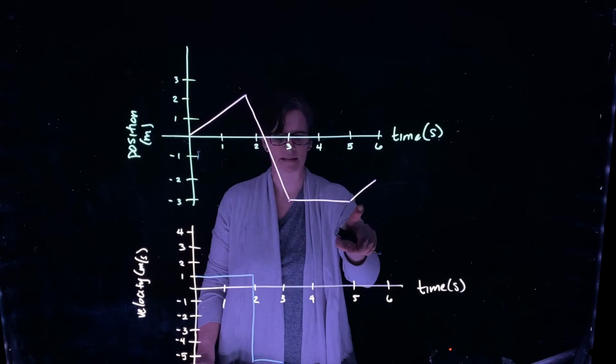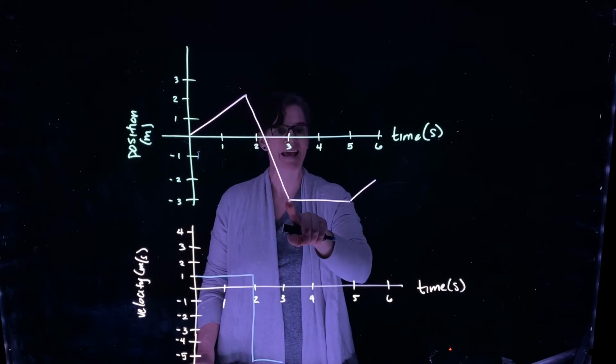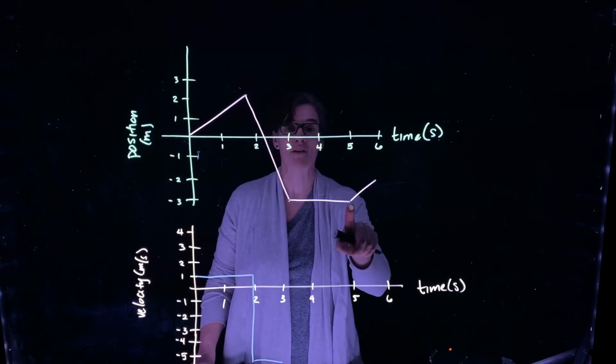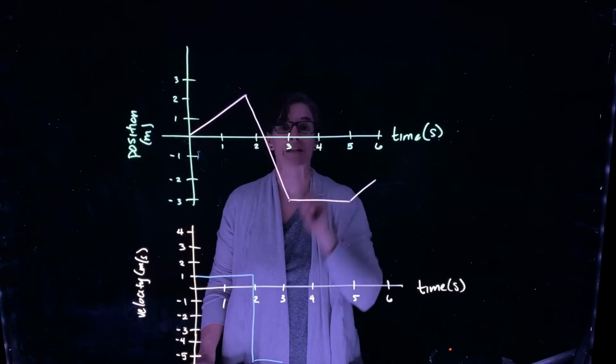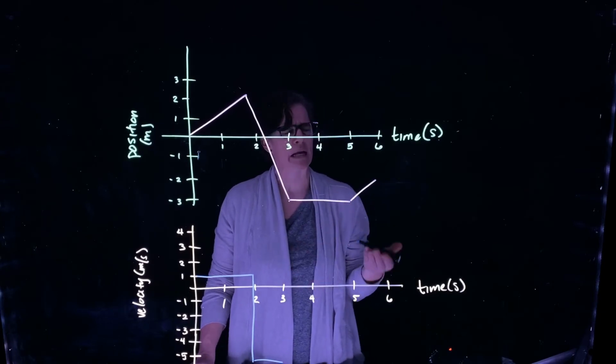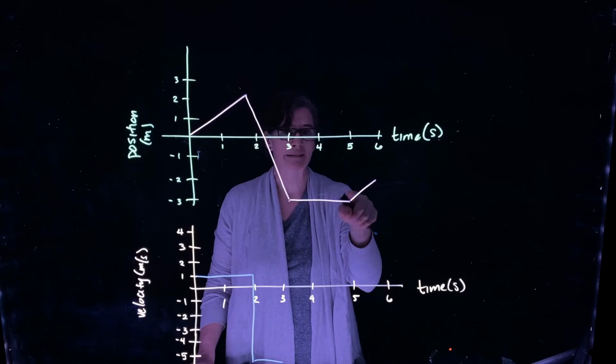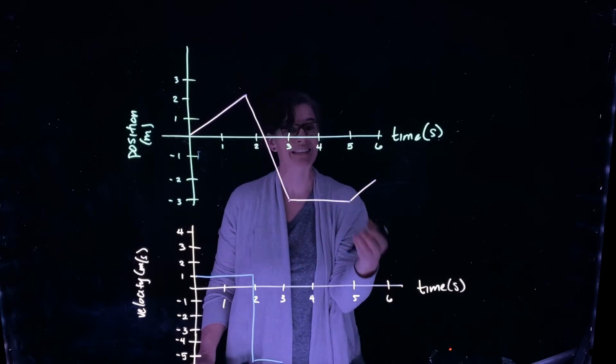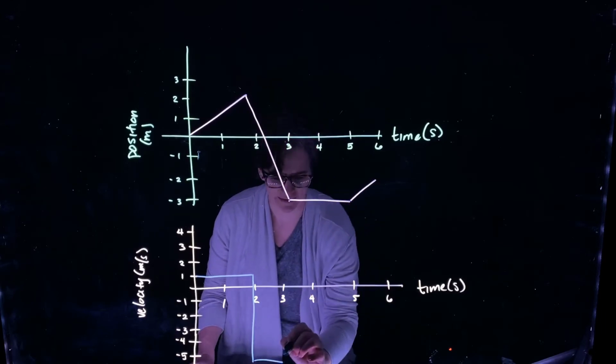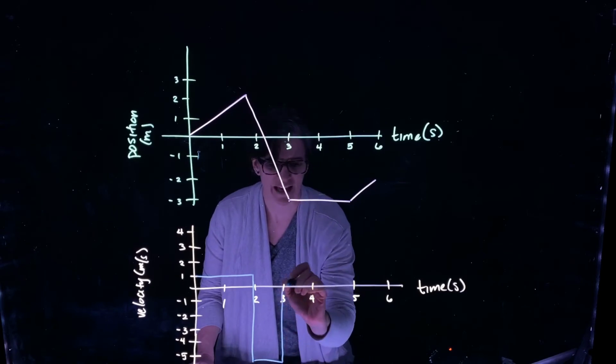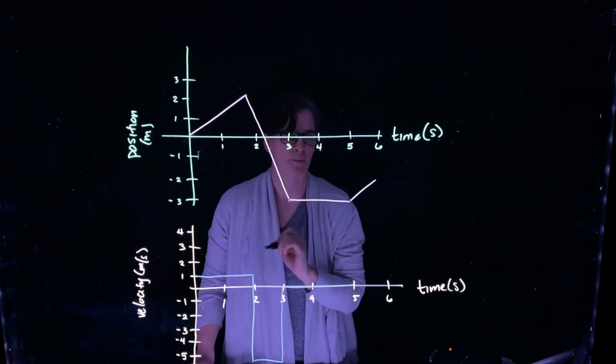And then what happens? Well, the position just hangs out here at -3 meters for 2 seconds, between 3 and 5 seconds. If it's not moving, then the slope is 0. The velocity is 0. We're not changing position. So at 3 seconds, our velocity goes to 0.